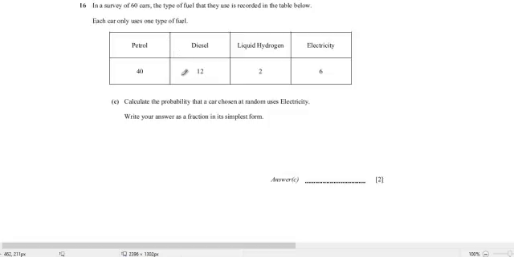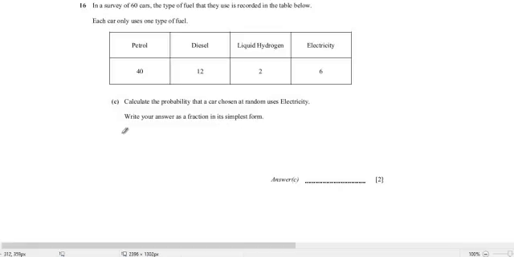In a survey of 60 cars, the types of fuel that they use is recorded in the table below. Each car only uses one type of fuel. So you can see 40 cars use petrol, 12 cars use diesel, 2 cars liquid hydrogen, and 6 cars use electricity. And altogether we have 60 cars. Now in this part, calculate the probability that a car chosen at random uses electricity, and you have to show your answer in the simplest form.